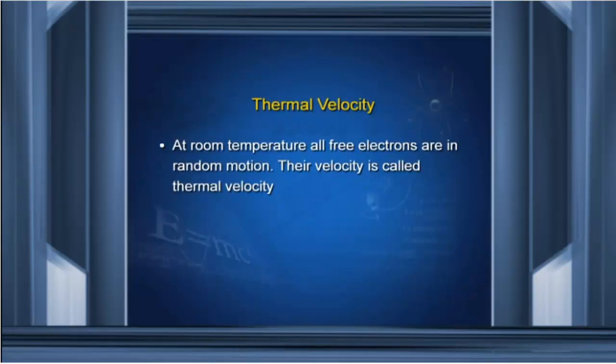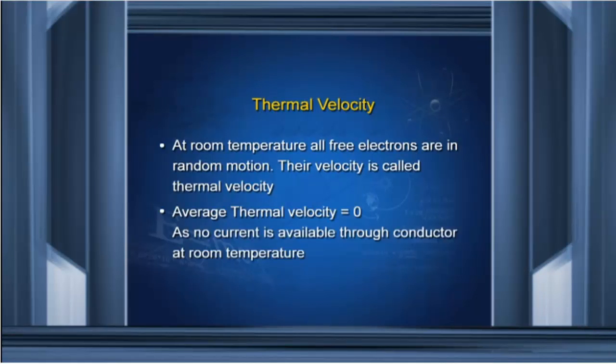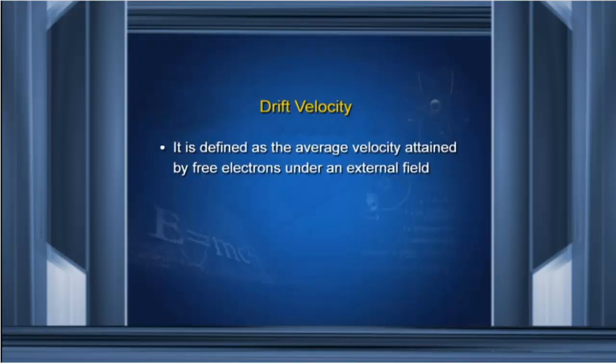Thermal velocity. At room temperature, all the free electrons are in random motion. Their velocity is called thermal velocity. Average thermal velocity equals 0 as no current is available through the conductor at room temperature. Drift velocity is defined as the average velocity attained by free electrons under an external field.